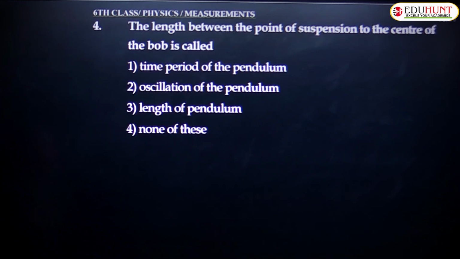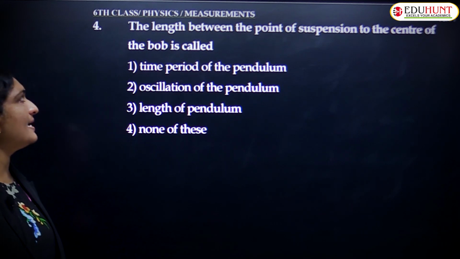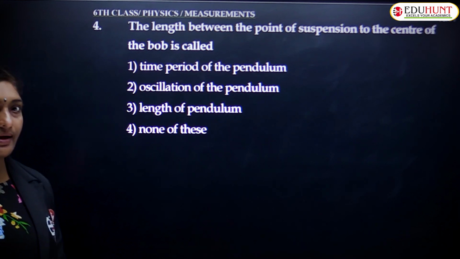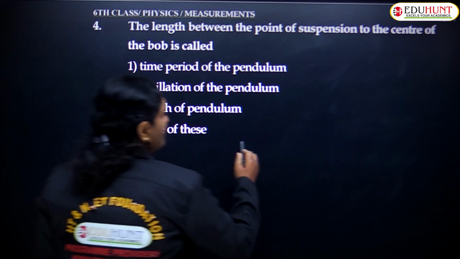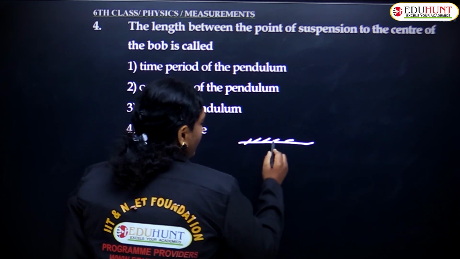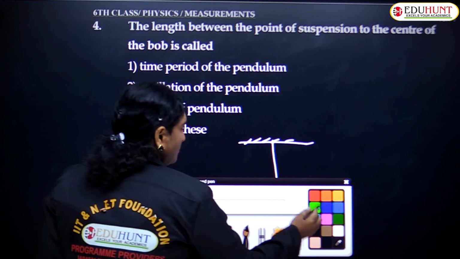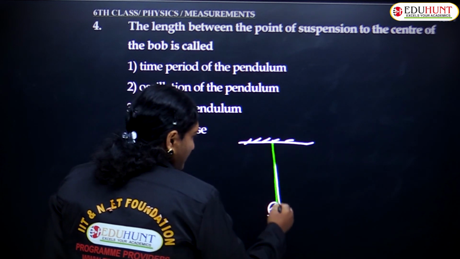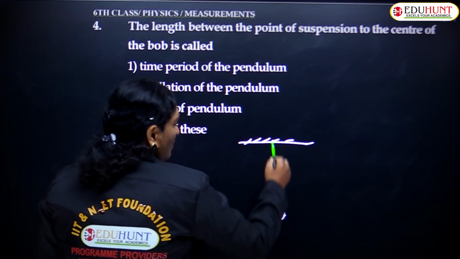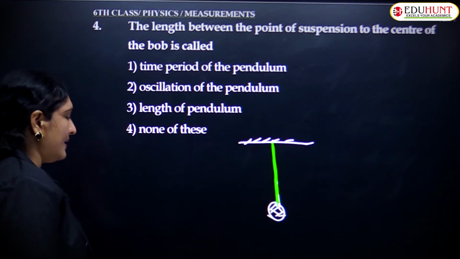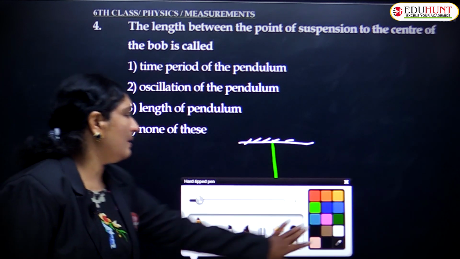Next, the length between the point of suspension to the center of the bob is called. I have already drawn the diagram of the simple pendulum. I also told you that from here to here, the green color part, is called the length of the simple pendulum.